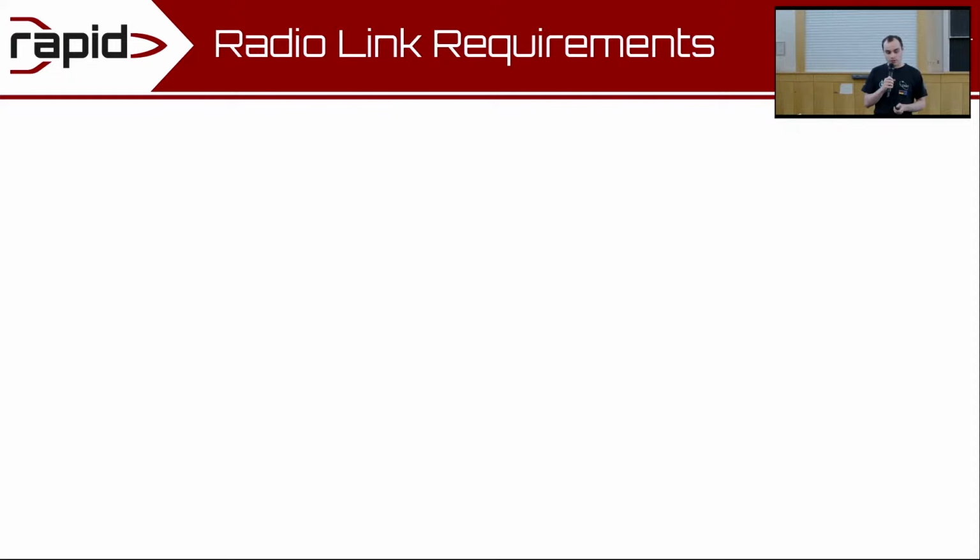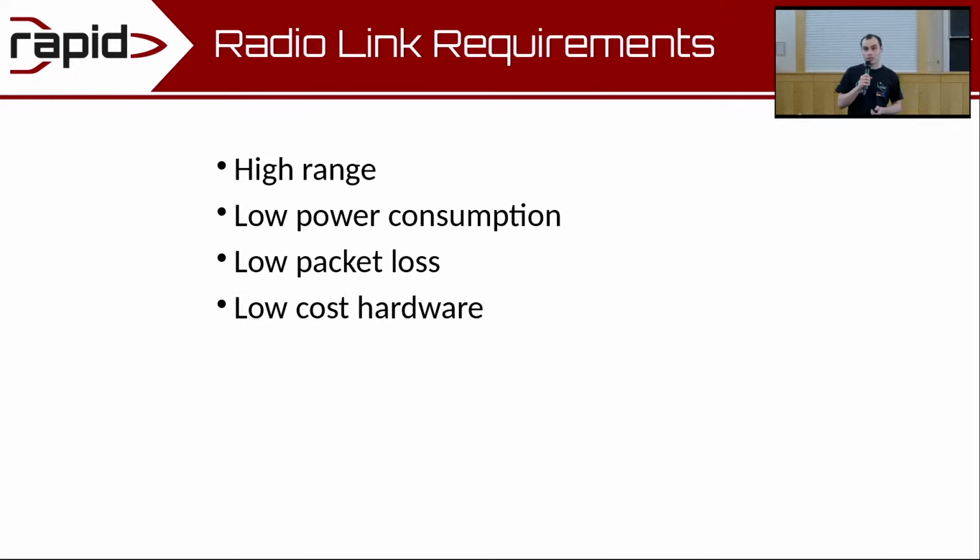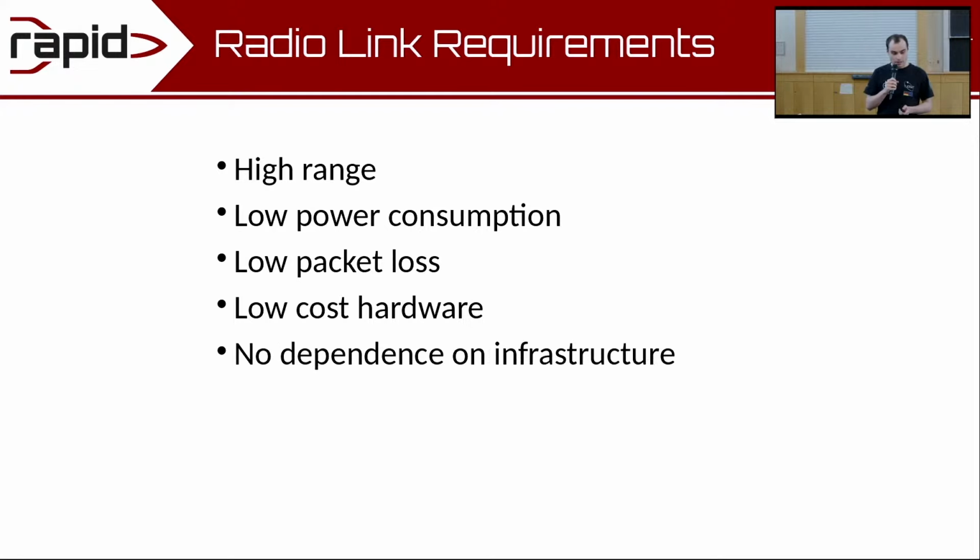So what do we need for our radio link? The radio link needs to be high range because we need to ignite the rocket from at least 500 meters away to be safe. It needs to be low power. It needs low packet loss. And the hardware must be affordable. And we can't depend on the 5G infrastructure in the air and on the launch site.